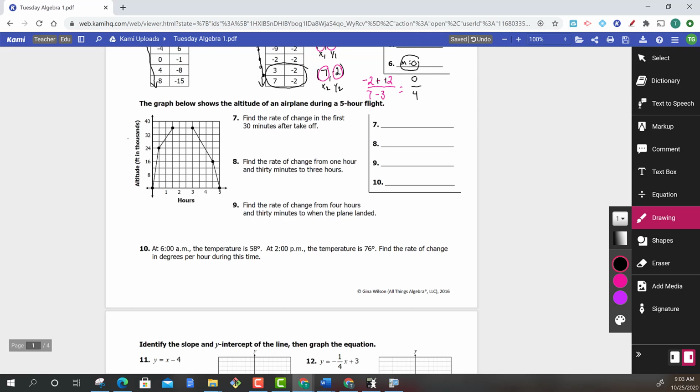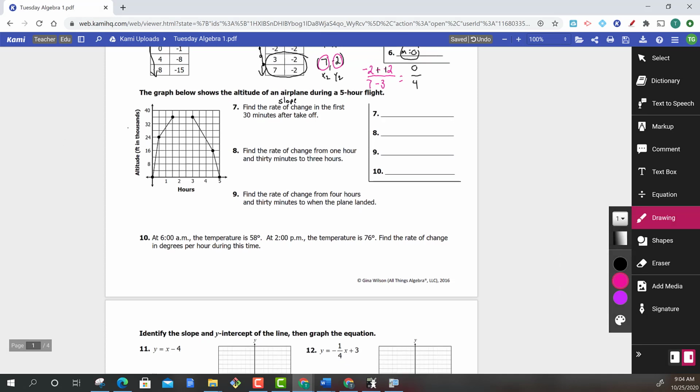All right, 7 through 10, you're finding the slope from this graph. You'll notice there's different slopes depending on what part of the graph we're looking at. So number 7 says find the rate of change, which remember rate of change, slope, same thing. So we want to find the slope in the first 30 minutes after takeoff. So that means we're finding the slope from this point to this point. Because you'll notice down here, only a half hour has passed. So that's 30 minutes.